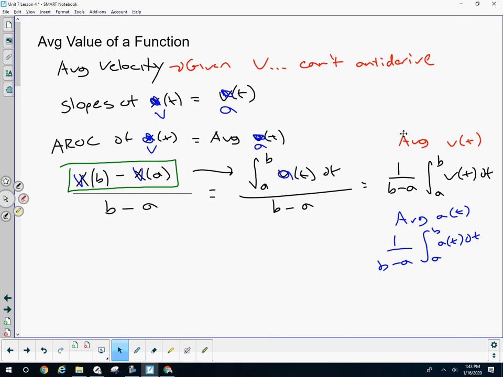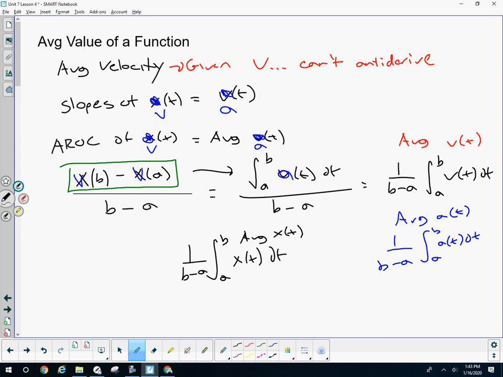What do you think would need to be in the integral if I wanted to find an average position? X would be in my integral. The area under my position function would give us the average position, as long as I multiply it by 1 over b minus a. So, in general, if you want to find the average of something, find the interval in which that something is taking place. That's like the change in time. Multiply 1 over b minus a times your integral from a to b of that something.